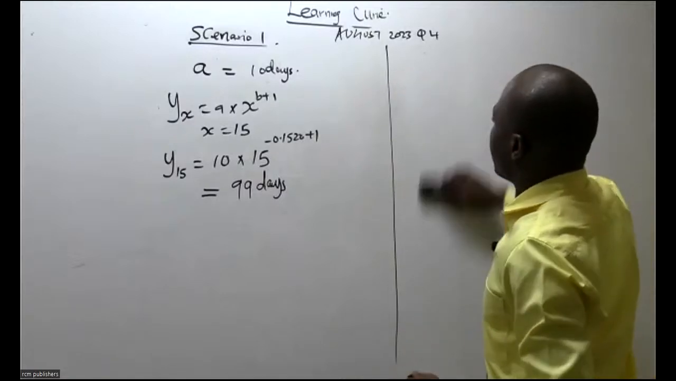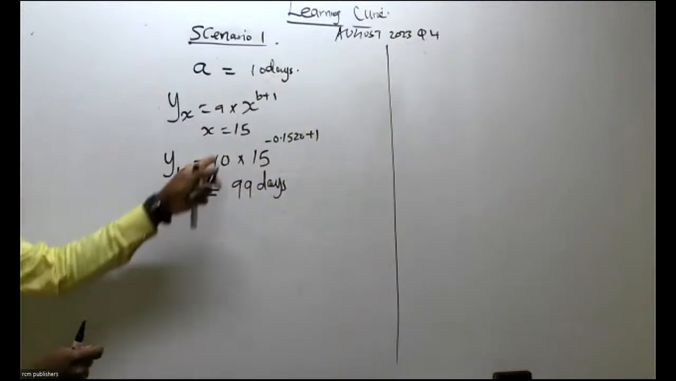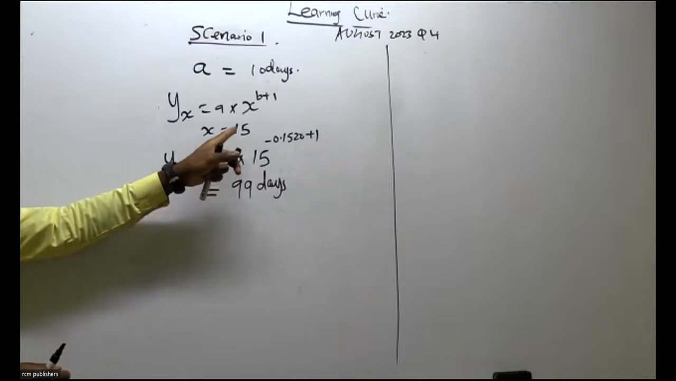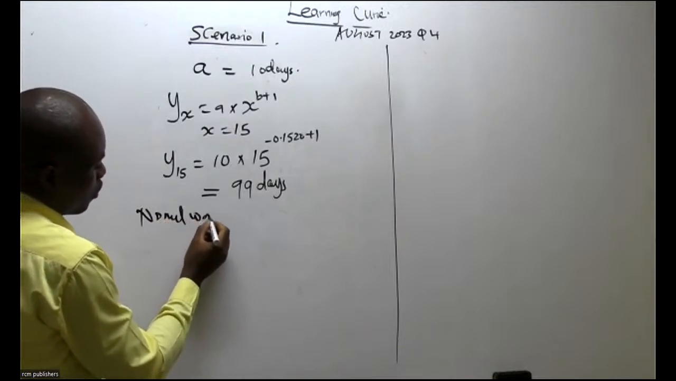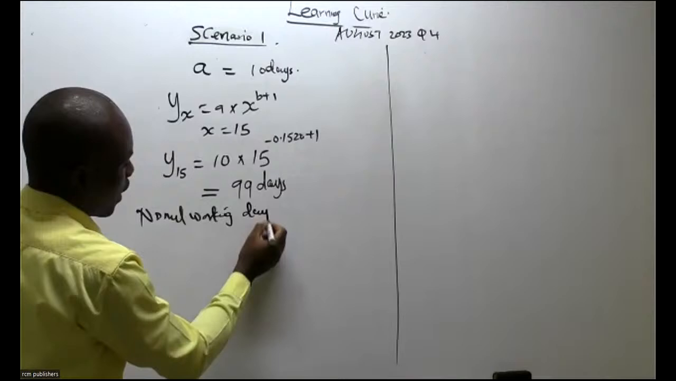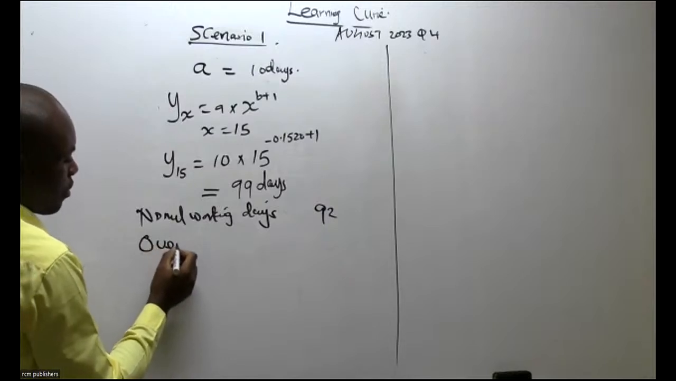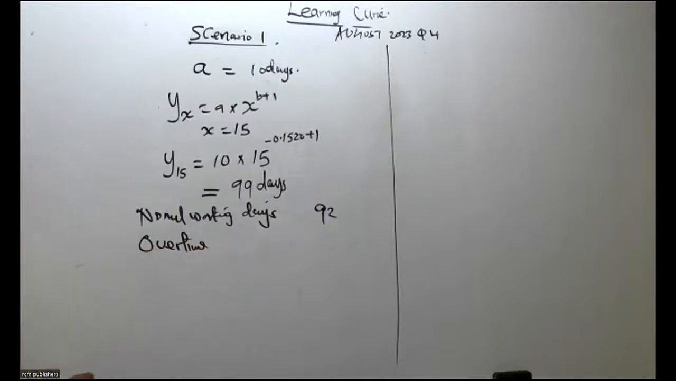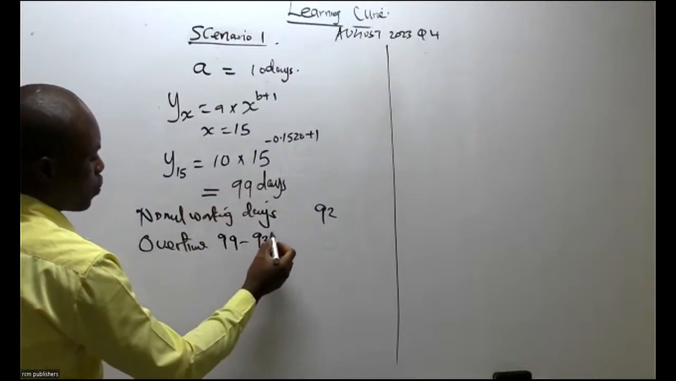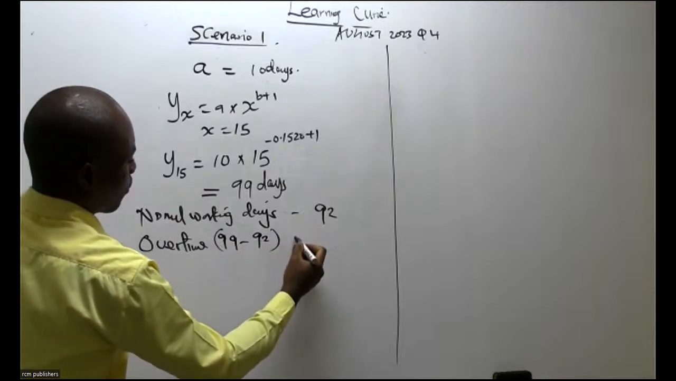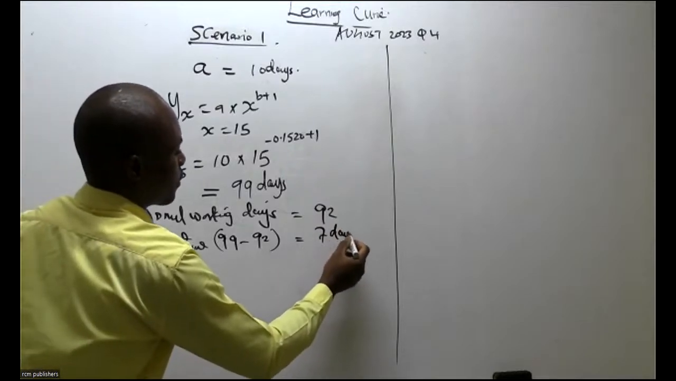Good. I want us to identify some interesting things here. This is the total time they are going to take to produce how many buses? 15. To assemble 15 buses. Now, the normal working days, as per that question, we are told is 92. Is it? 92 days. Overtime, tumeambiwa overtime itakuwa ngapi sasa? The total number of days they need is 99. Normal working day has got 92 days. So overtime itakuwa ngapi? 7 days.